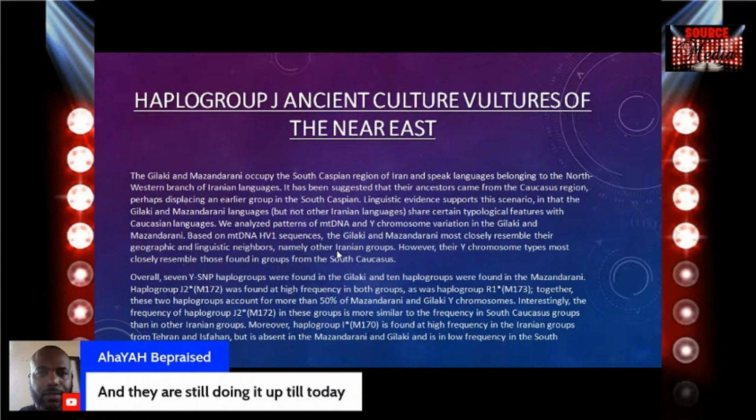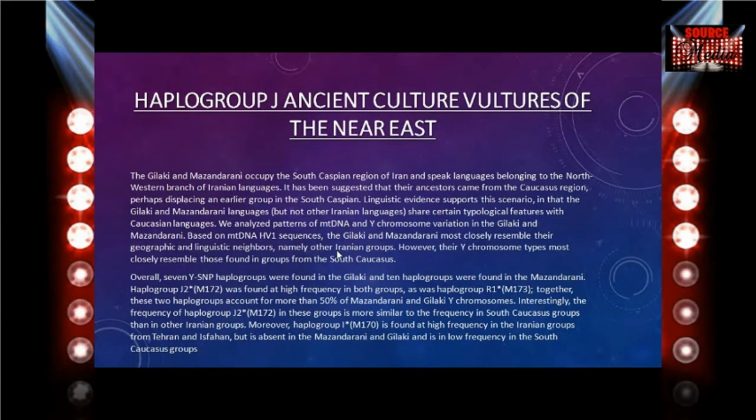7 Y SNP haplogroups were found in Gilaki and 10 groups were found in the other one. Haplogroup basal J2 was found in high frequency in both groups, as well as haplogroup basal R1. R1 following what? E1B1B in where? West Africa. Even followed E1B1A, not into East Africa, E1B, but E1B1A in West Africa. Together, these two haplogroups account for more than 50% of the Y chromosomes.